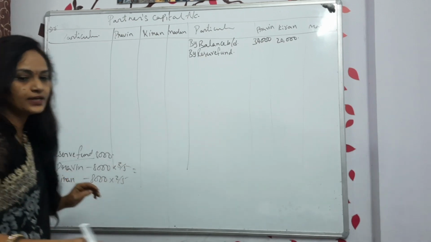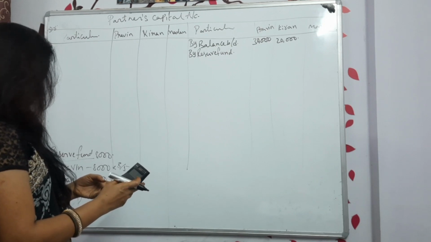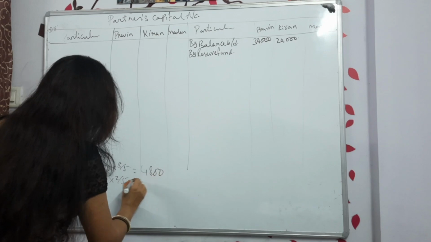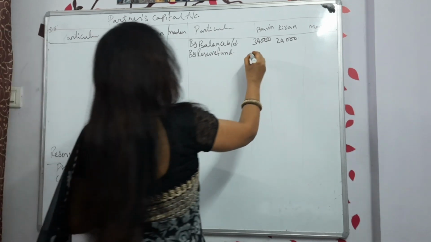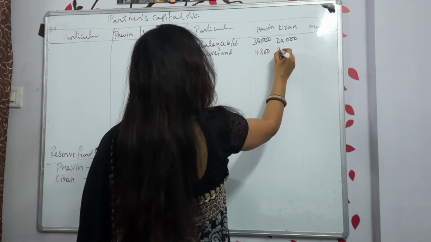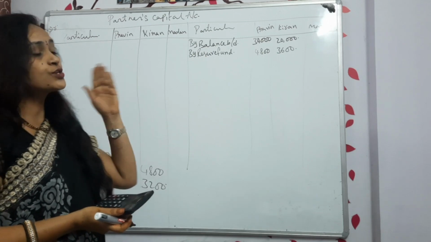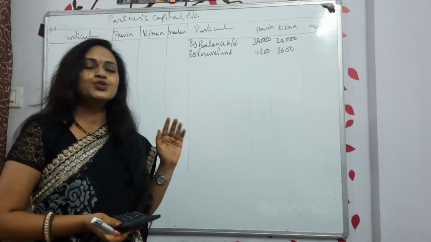Then how much will you get? 8,000 into 3 by 5 is 4,800. Then this will be 3,200. So now write down 4,800 and 3,200. Next, is there any profit and loss account given in the question? I think there is no profit and loss account, so no need to show that one.